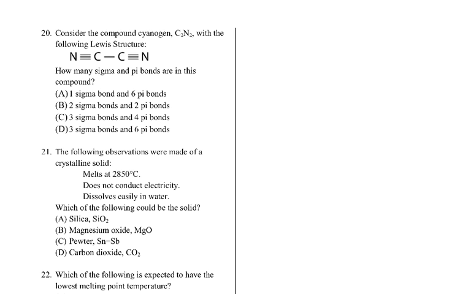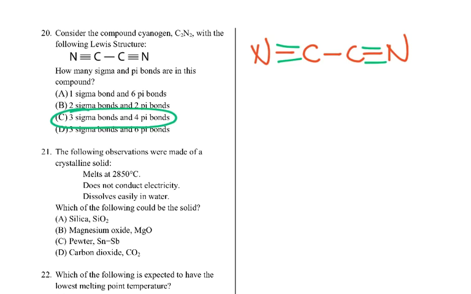Okay, number 20, consider this compound. How many sigma and pi's? A single bond is a sigma. So here's a sigma, and a sigma. And then the double bond's going to have a couple of pi's. So we're ending up with 1, 2, 3 sigmas and 1, 2, 3, 4 pi's. So a triple bond is a sigma and 2 pi's, single bond's a sigma, and that's the answer.